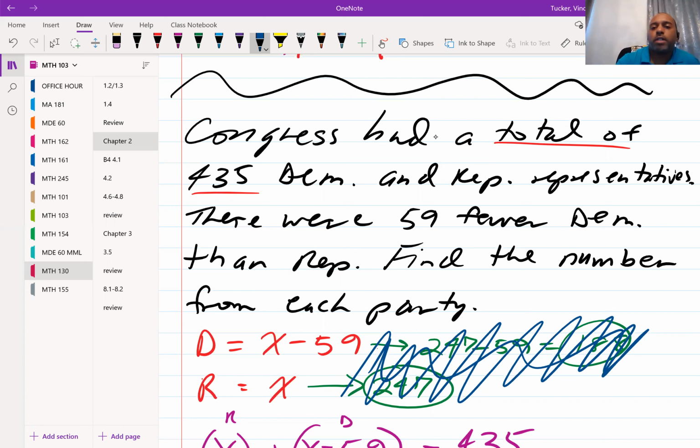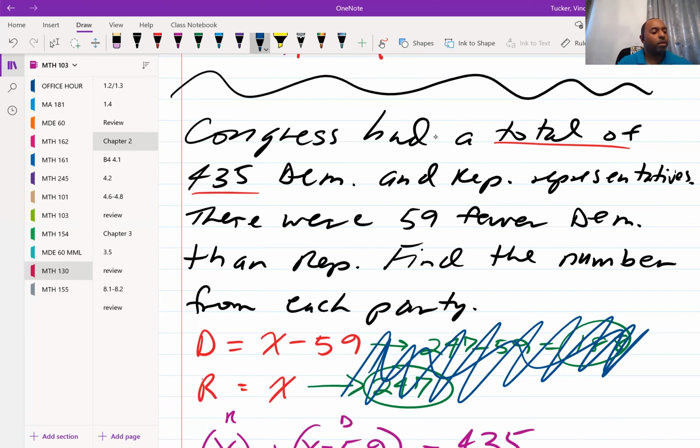All right, so Congress had a total of 435 representatives, 59 fewer Democrats than Republicans. Find the number from each party. So once again, we have two different unknowns, Democrats and Republicans. There are 59 fewer Democrats than Republicans. So in this case, what we do is let the Republicans be X and then minus 59 from the X, and that will represent our Democrats.